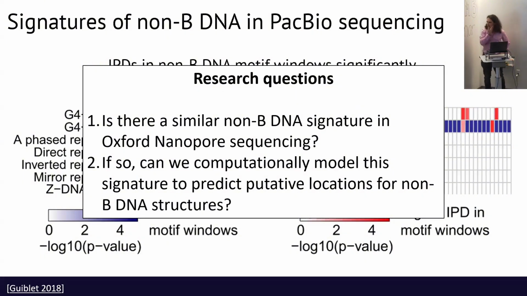So we saw this paper. We were doing some work with others that were working with nanopore sequencing, and we really had two research questions. The first was, is there something similar to IPDs in Oxford Nanopore sequencing? And I didn't want to just do another association study. We wanted to actually build some computational models to see if we can predict structure. If this signature was actually direct evidence of structure, then let's try to predict the structure.